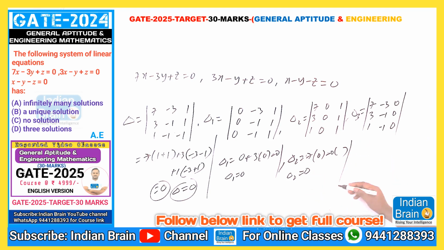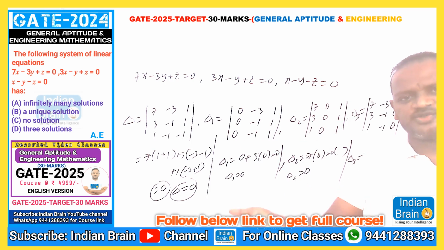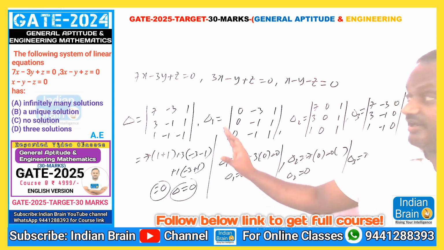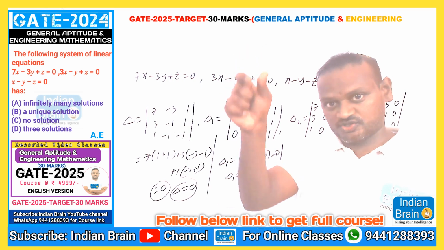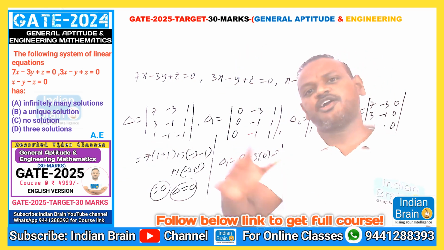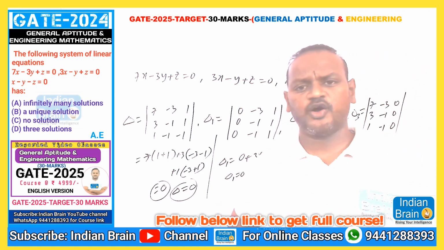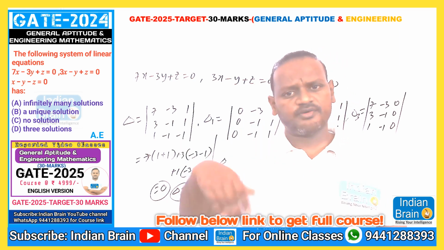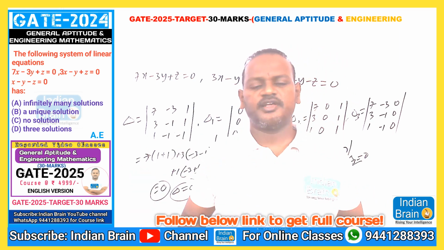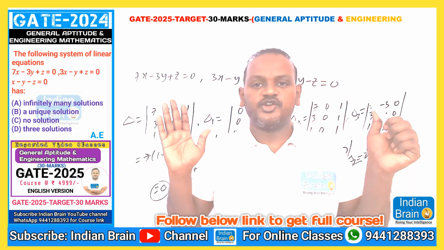Then what about the next one? It is also the same, I think. 7 into it, and the column and row will be eliminated. Delta 3 will be 0 for sure. Don't waste your valuable time. Whenever an entire column in a matrix has zeros, logically that value will be zero. That is the short way. So the final conclusion: all are zeros. Whenever delta 1, delta 2, delta 3 are all equal to 0, then happily we can say infinite solutions will be there.